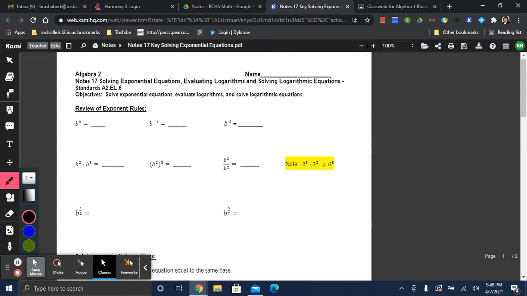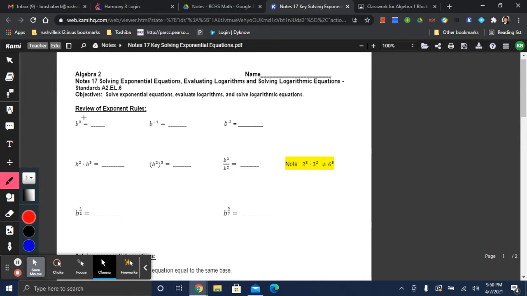Hello students, welcome back. We're going to be working on solving exponential equations today. And so before we do that, I'm going to do a quick review of exponent rules, and I'll have you refer to the base chart that is included with your Google Classroom information.